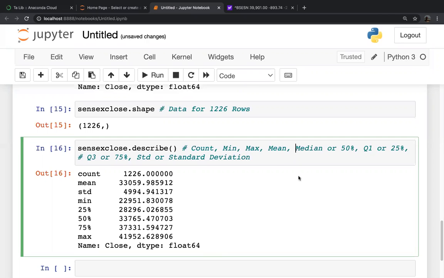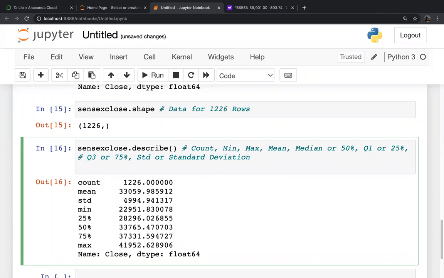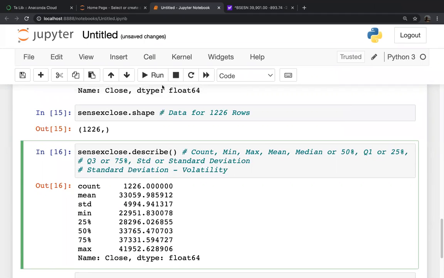So what I'm telling you is the describe function will give you these parameters, and in these parameters, what does standard deviation represent? Standard deviation represents the volatility. The volatility in the value is what you are going to get from standard deviation. So all of you got the output for describe, right? How did you understand the describe output? Okay? All of you understood the output?